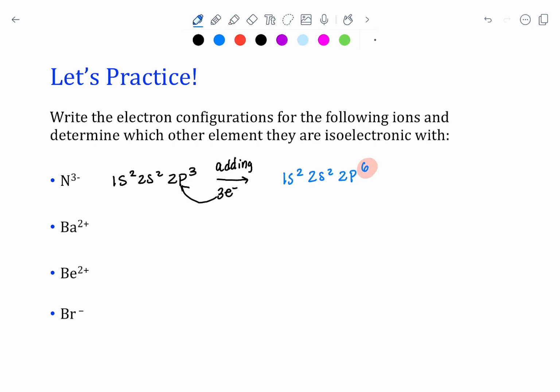That means we have a total of 10 electrons. So what other element on our periodic table also has 10 electrons? Well, that was neon. So it is isoelectronic with neon. Let's try barium 2+ next.